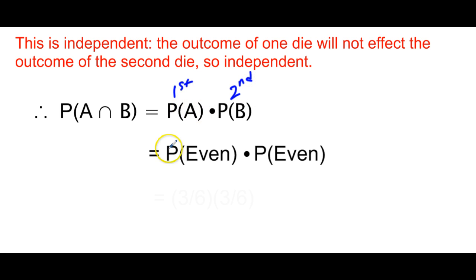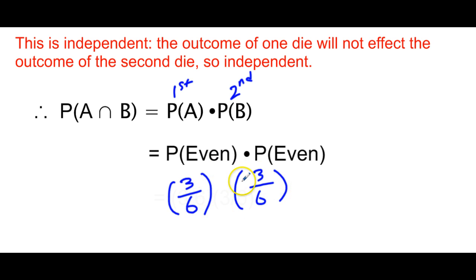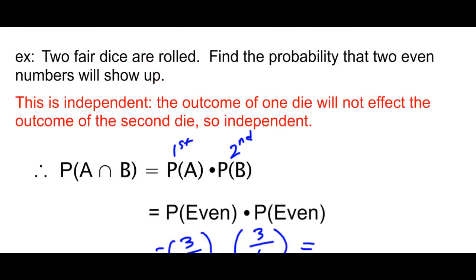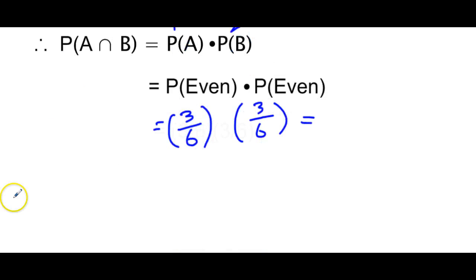For the first die, if you want to roll an even, you have a 3 out of 6 chance of rolling an even, right? The second die, you still have a 3 out of 6 chance of rolling an even. These do not have anything to do with each other. They are independent from each other. The probability of getting two even numbers is 9 out of 36, which is the same thing as 1/4.